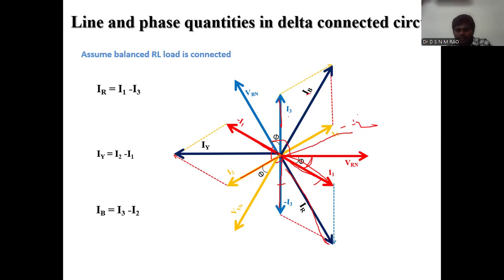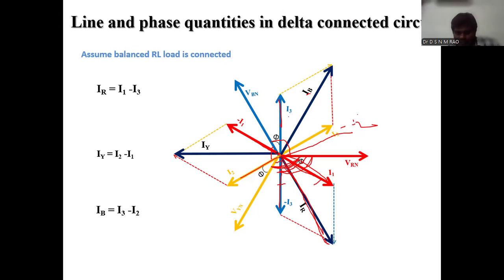What is the phase angle between I1 and minus I3? From here to here it is 120 degrees. This IR vector, this line current, will make exactly half of it. So here, from here to here, it is 30 degrees.